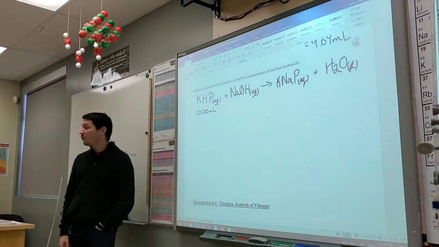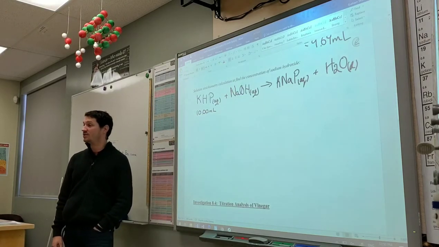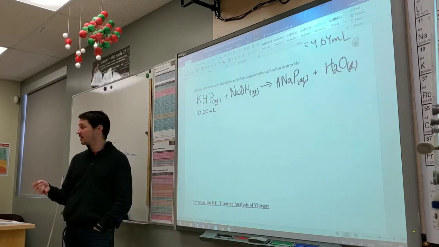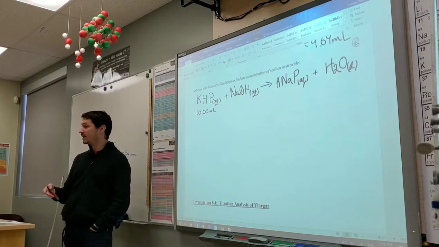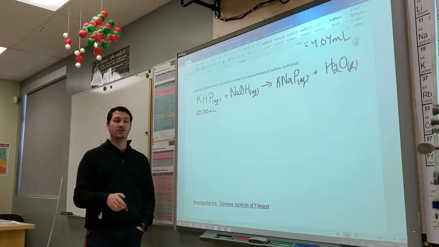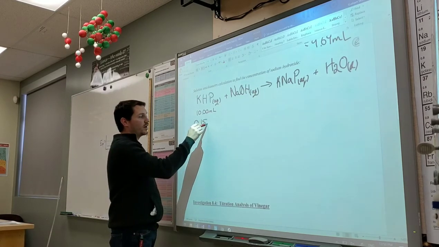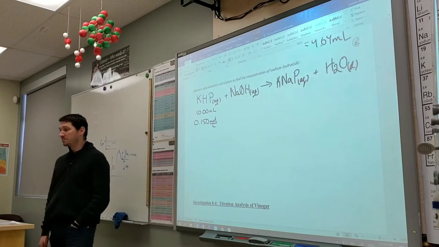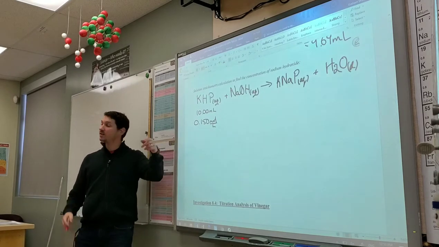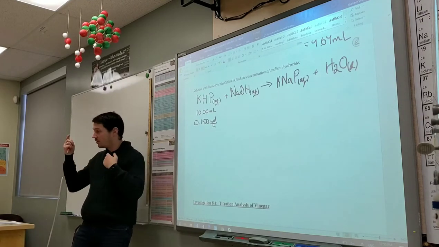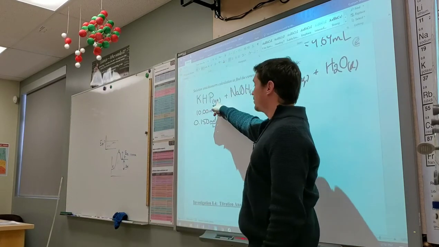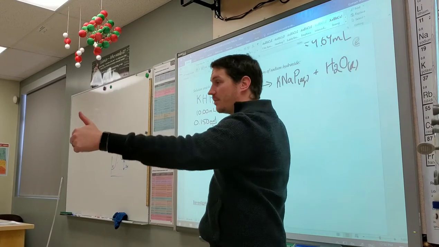Do you remember what the concentration of potassium hydrogen phthalate was? 0.15. Yeah. That was the reason for us dissolving 3.06 grams. The whole point was we wanted to get a solution that was 0.150 moles per liter. We got that from us dissolving 3.06 grams of this stuff. Okay, we have a volume and a concentration of this stuff. Are we good there? Yep, that's what we want.